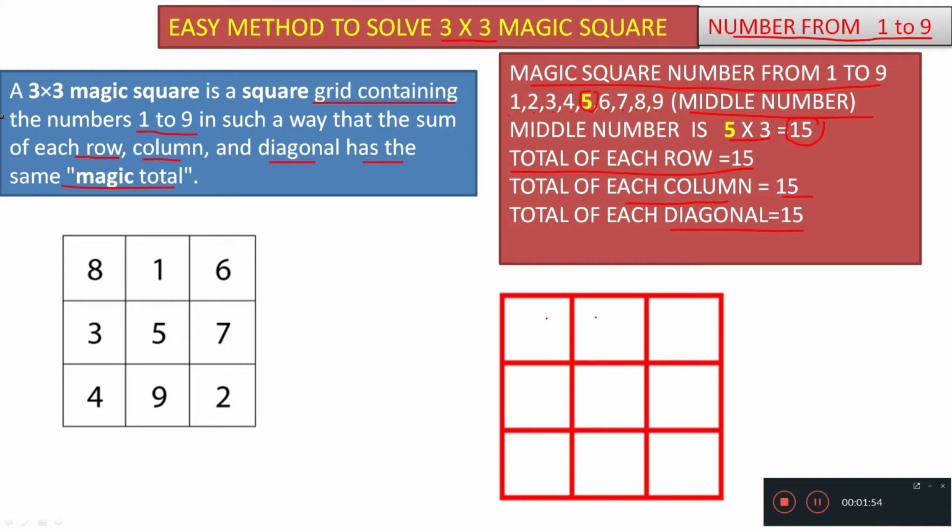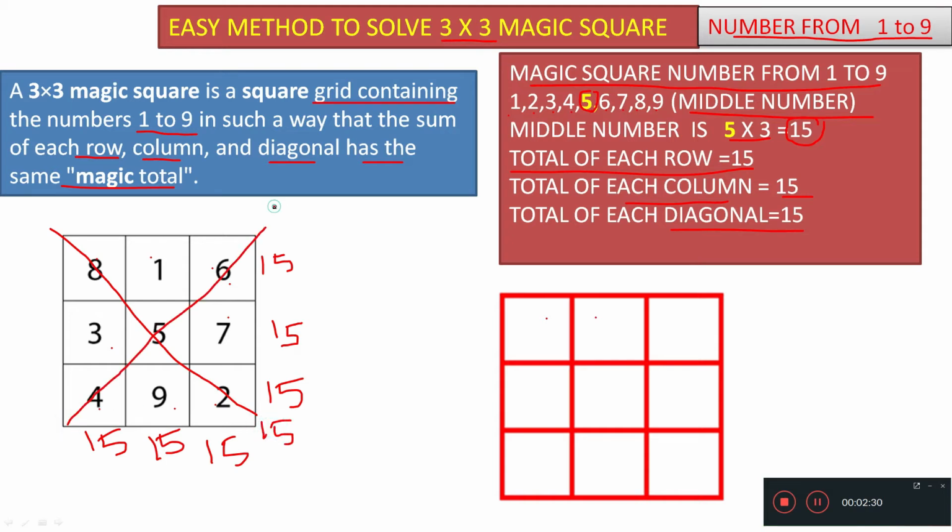Now in the example you can see 8 plus 1 is 9, 9 plus 6 is 15. Here 3 plus 5 is 8, 8 plus 7 is 15. 4 plus 9 plus 2 is 15. Column wise, 6 plus 7 plus 2 is 15. Here also 15. Here also 15. Each column is 15. Diagonally you just add. These are diagonal numbers, 3 numbers add, you will get 15. This is diagonal, 4 plus 5 plus 6 is also 15.